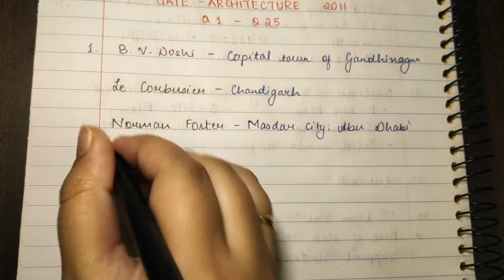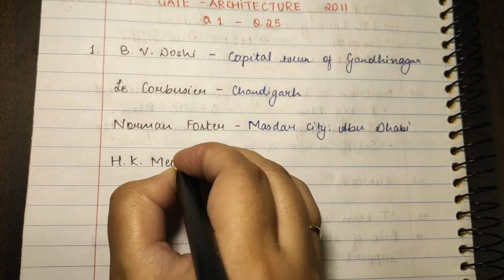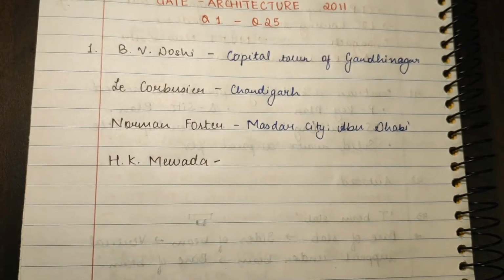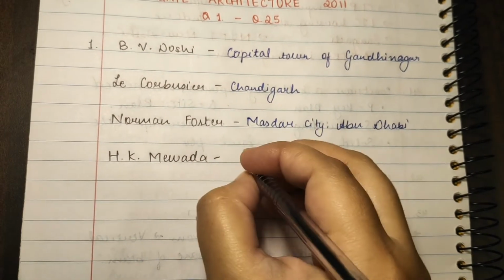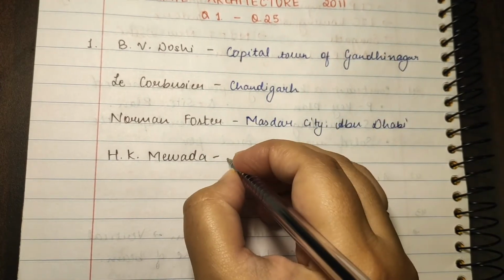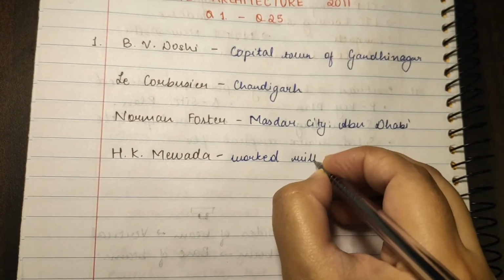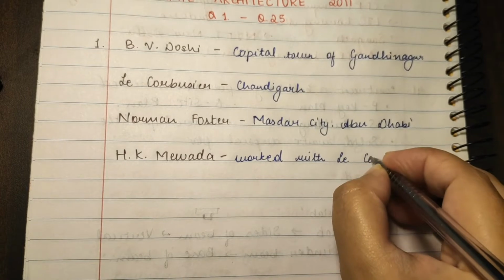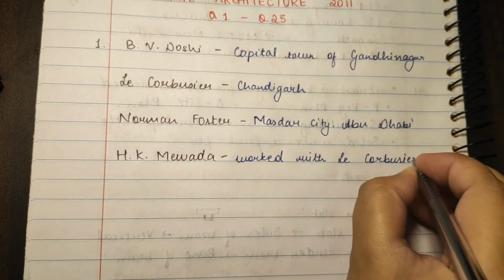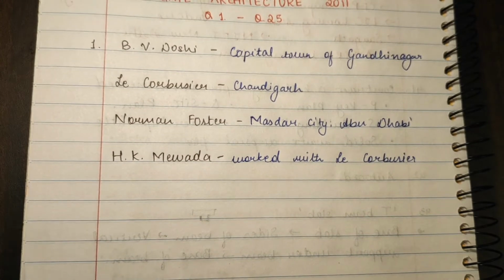And last we have H.K. Megra. He has not designed any city, but he has also worked with Le Corbusier, so it is worth mentioning also. Worked with Le Corbusier in the design of Chandigarh and such. Second question is Rajiv Awas Yojana of Ministry of Housing, Government of India addresses housing for what?